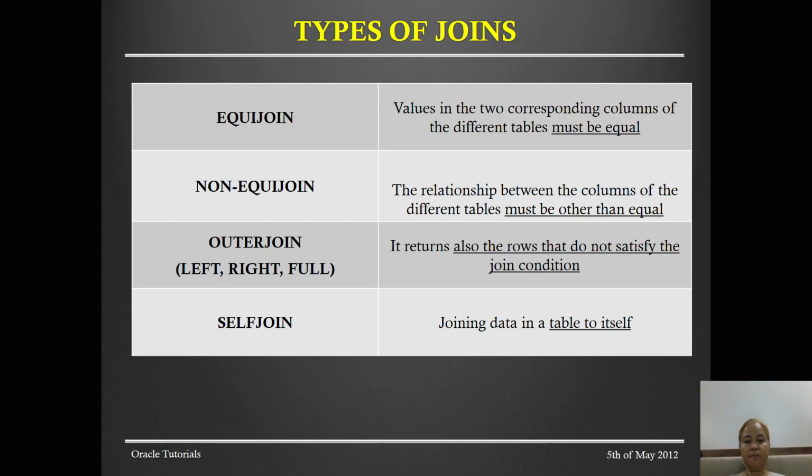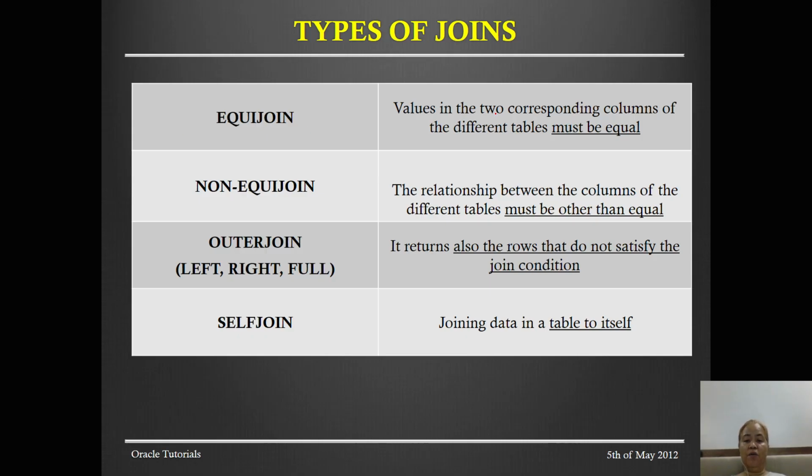We have also the different types of joins. Alam ko naman na alam nyo na din to, na-discuss na rin to most probably sa inyo. We have the equi-join, the non-equi-join, the outer join, and the self-join. Ano yung difference ng bawat isa sa kanila?